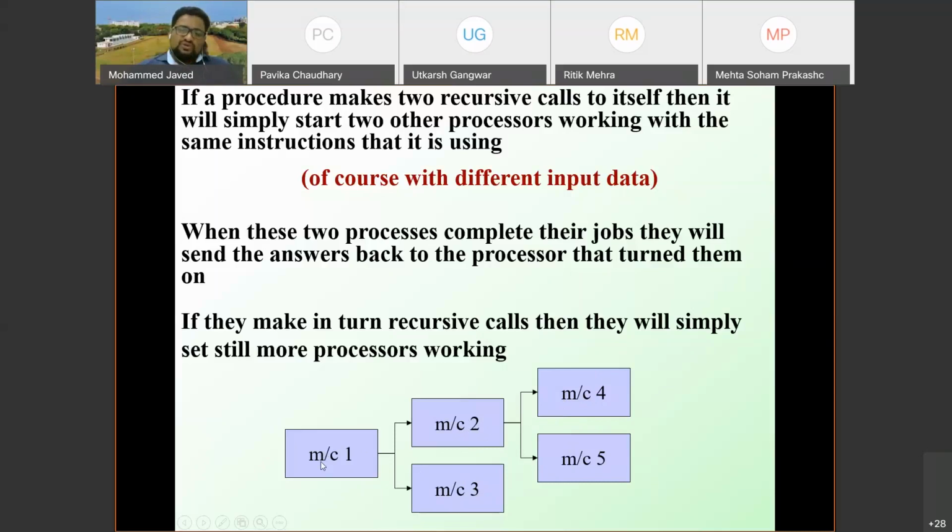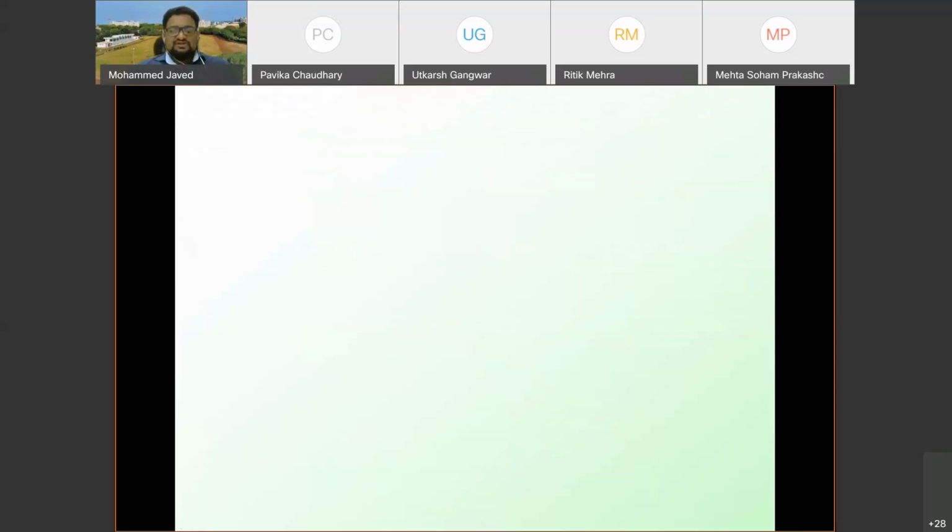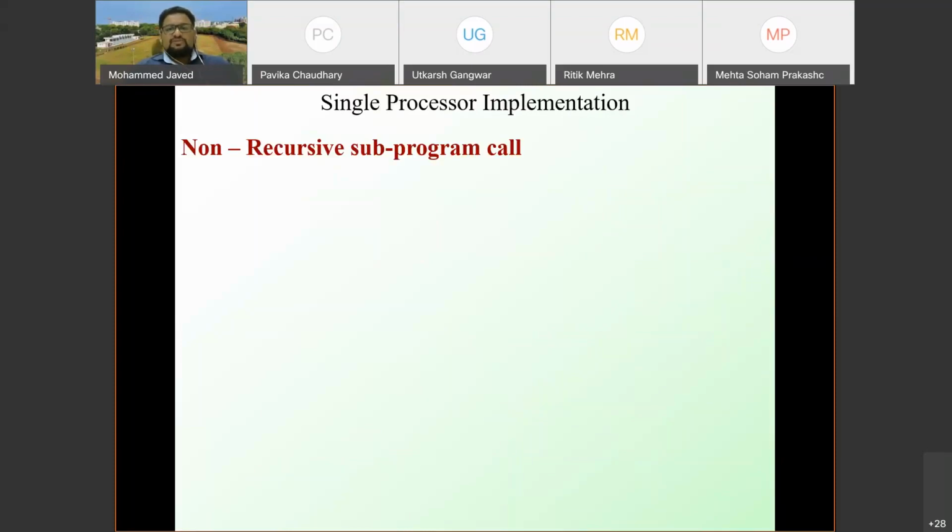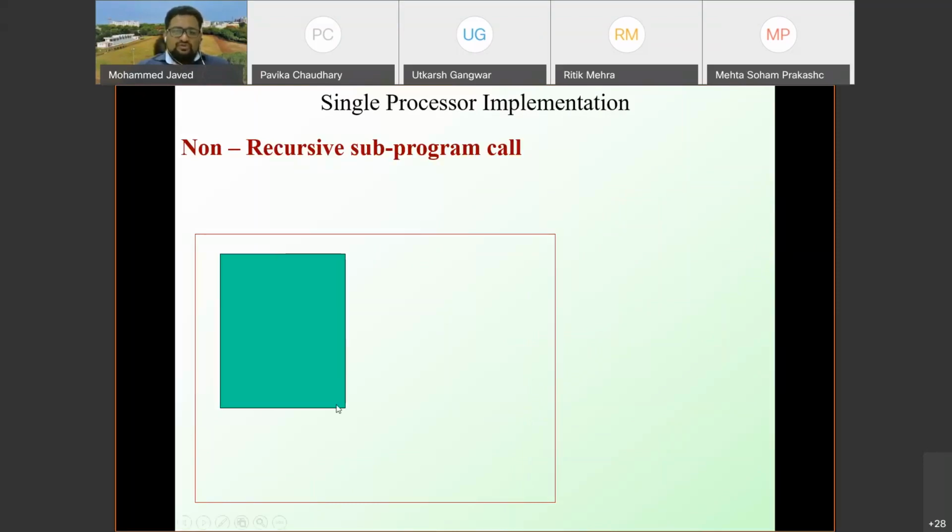and machine 1 would give the final result. So single processor implementation is a non-recursive subprogram. In case of a non-recursive subprogram call, what would happen? There is a processor, and the processor calls a subprogram. This is the subprogram. This is the processor.